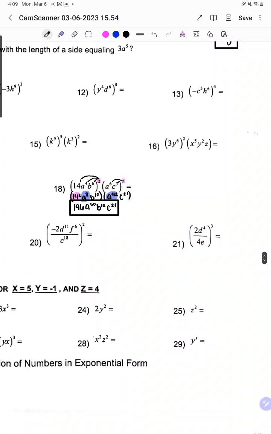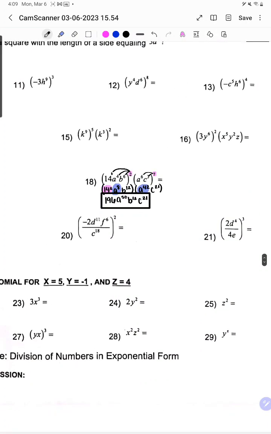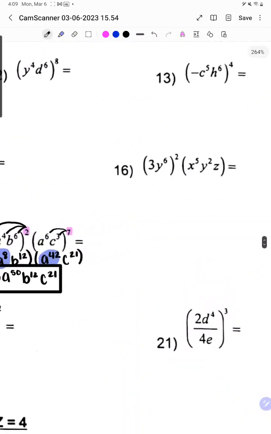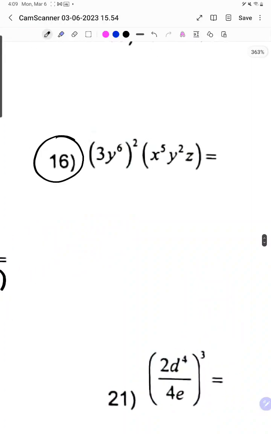All right, we can now try, let's see. I want you guys to try number 16 on your own and type in what you get for the answer.